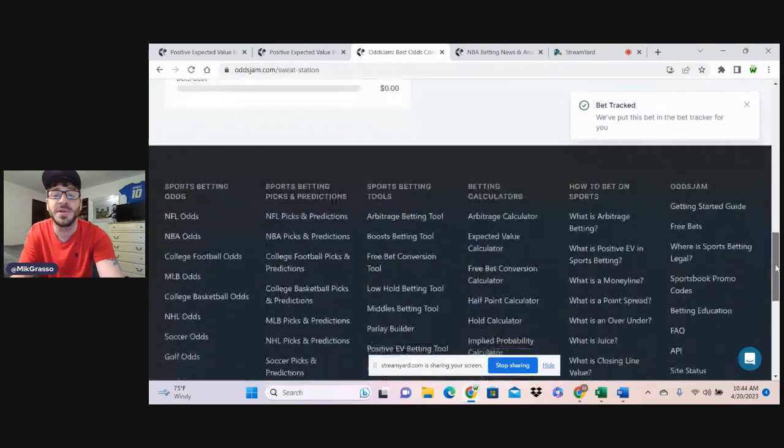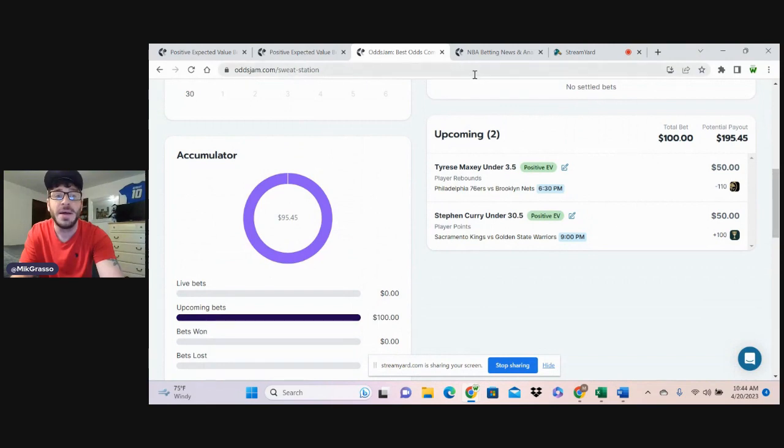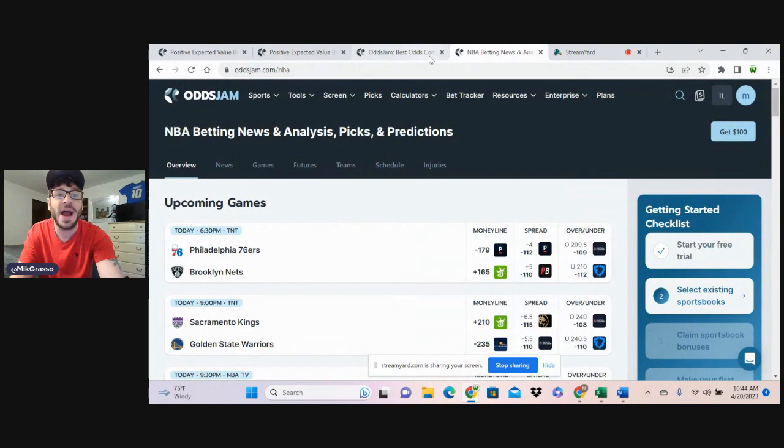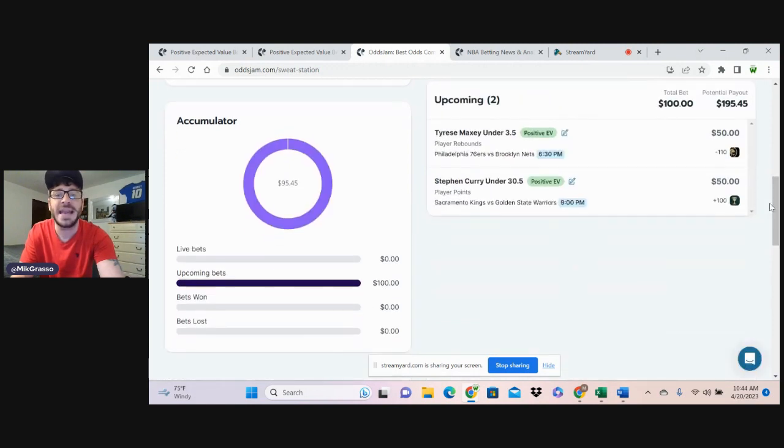I'm going to go over here to the sweat station, let you see these bets one final time. Let me make sure that last bet got added to the bet tracker. It doesn't look like I added it. Darn it. Tyrese Maxey under 3.5 player rebounds. Steph Curry under 30.5 player points. I'm going to refresh one more time. Yeah, so I missed adding that last one. It was RJ Barrett over 22.5 PRA. That was the third bet. So those are going to be the three bets I've got for this video.